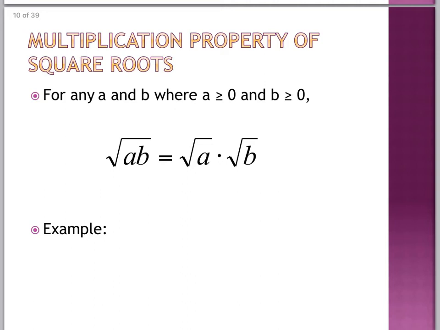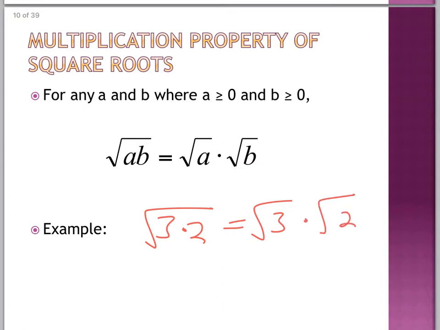Okay, we do have the multiplication property of square roots. For any a and b, where a is greater than 0 and b is greater than 0. It's kind of important, right? Because we're not doing imaginary numbers yet. The square root of a times b is the square root of a times the square root of b. For example, if I had 3 times 2, all under the radical symbol, that is the square root of 3 times the square root of 2.